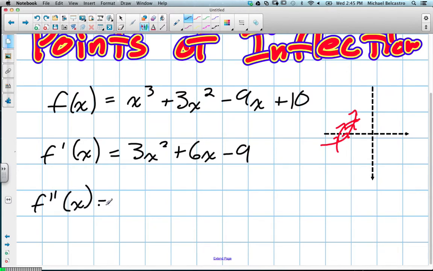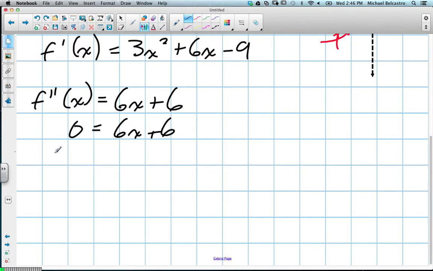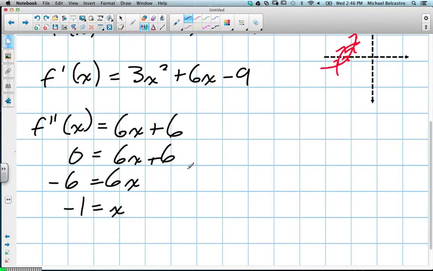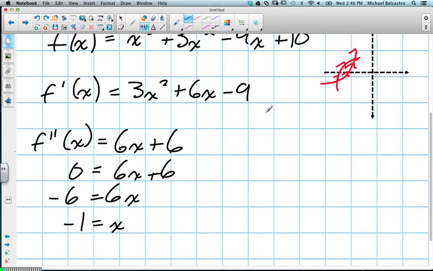So the second derivative of the function gives us 6x plus 6. I've chosen this one because it's relatively simple to work with. We're going to set it equal to 0 because 0 is going to be an important value for us. So when f double prime of x is equal to 0, we have 6x plus 6 equals 0, and we have -6 equals 6x. x is -1. So this point, when x is -1, is very important to us.